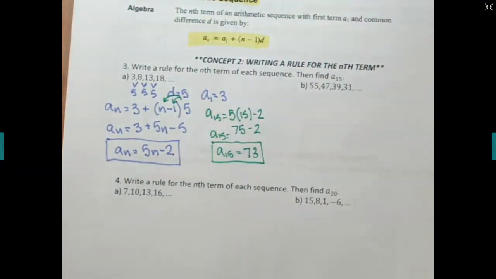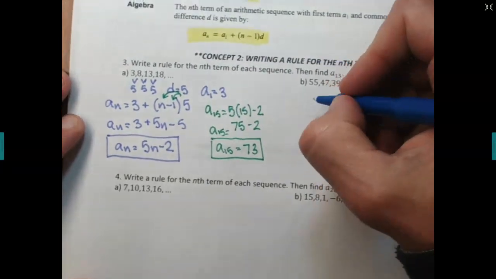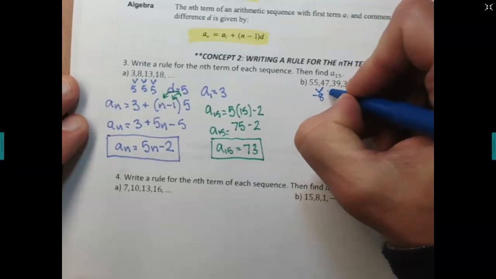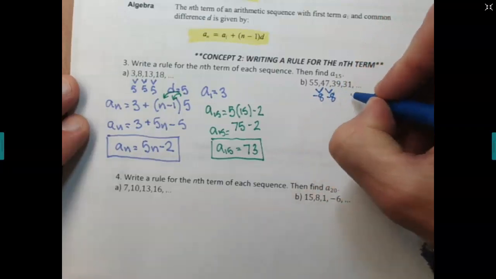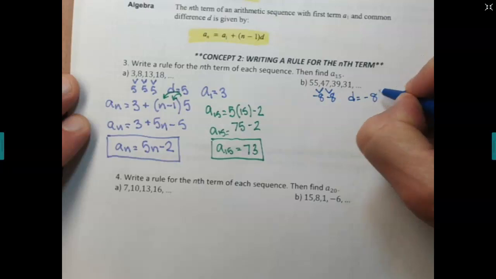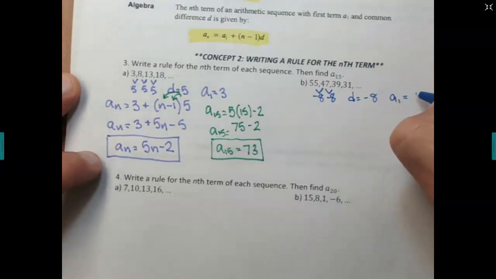Really similar over here, do the exact same thing. This time, how do I get from 55 to 47? I subtract 8, 47 to 39, I subtract 8. My common difference is negative 8. My first term, a sub 1, is 55.